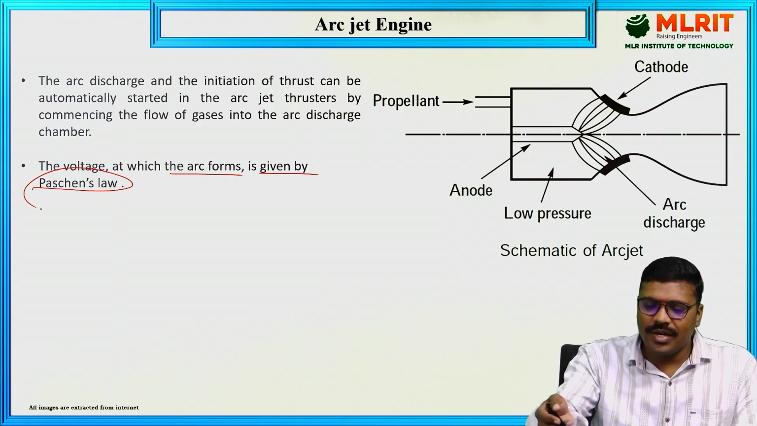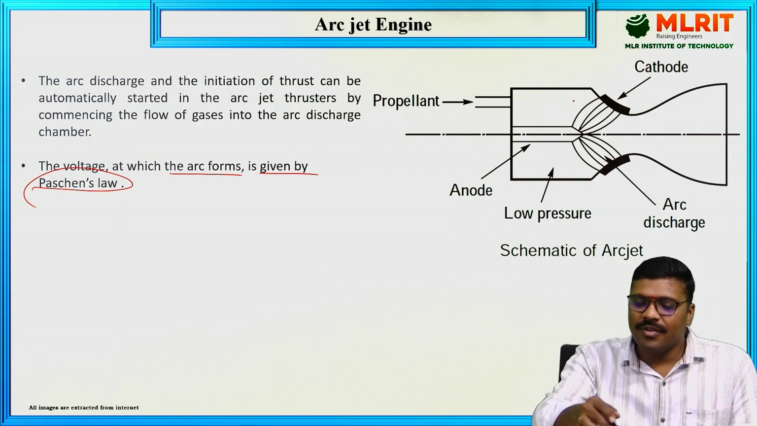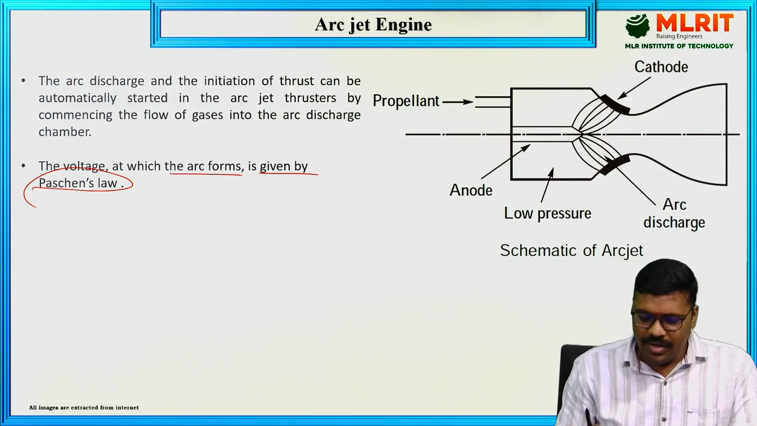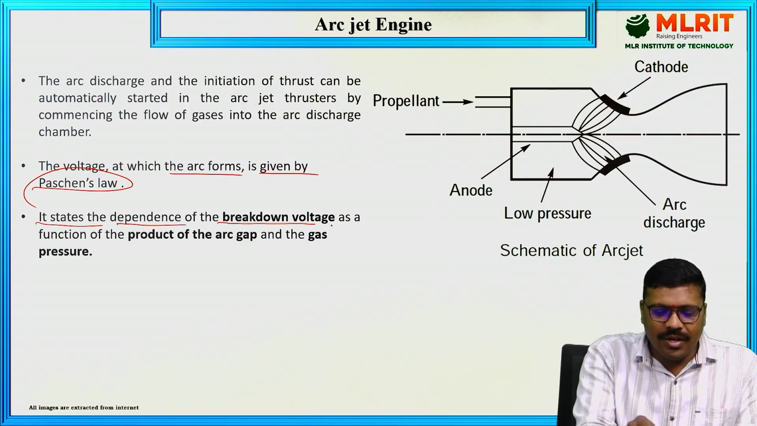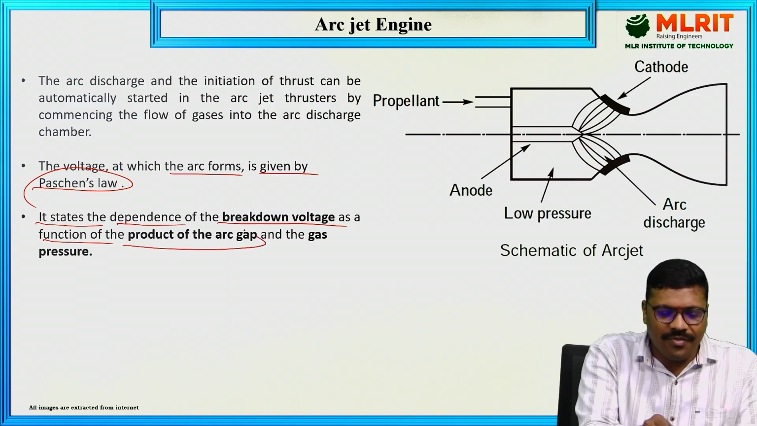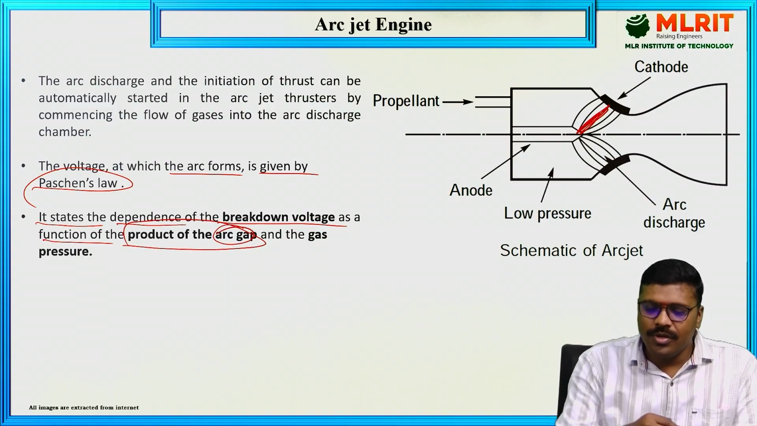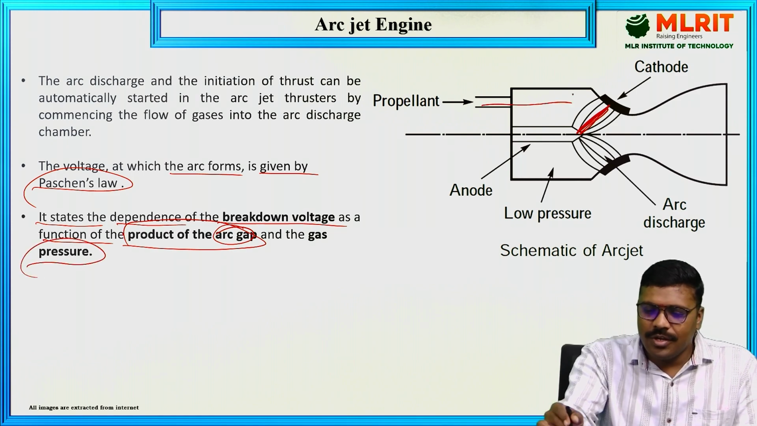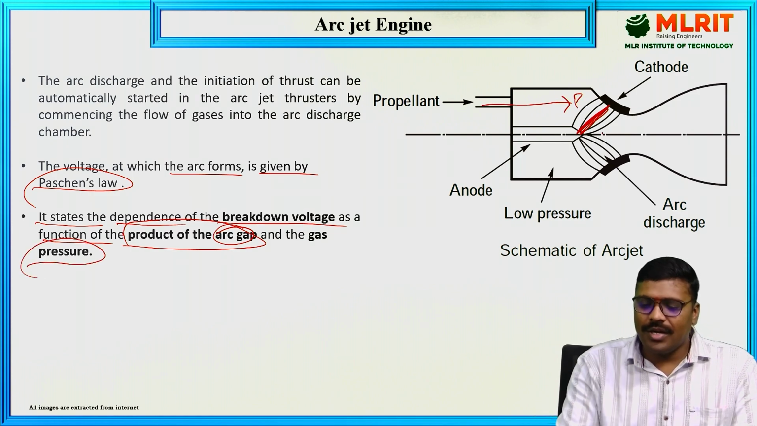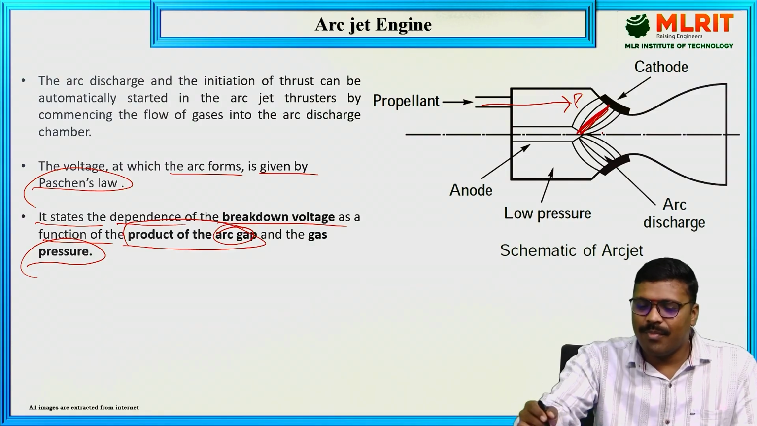So how much voltage to be maintained at a particular gap for a particular propellant is given by Paschen's law. It states the dependence of the breakdown voltage as a function of the product of arc gap, the distance between the anode and cathode, and the gas pressure, the pressure at which you are sending the propellant into the arc gap between the cathode and anode.